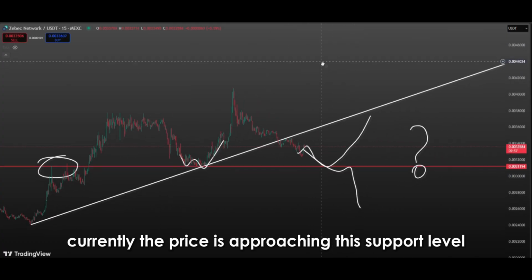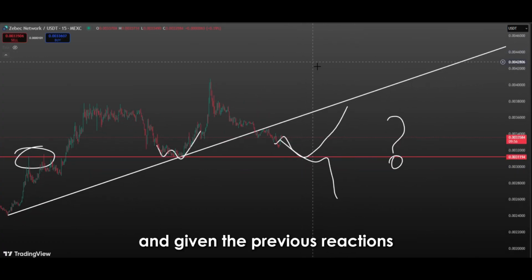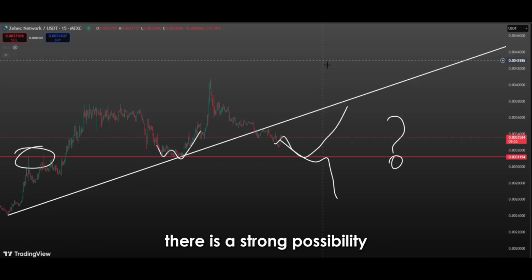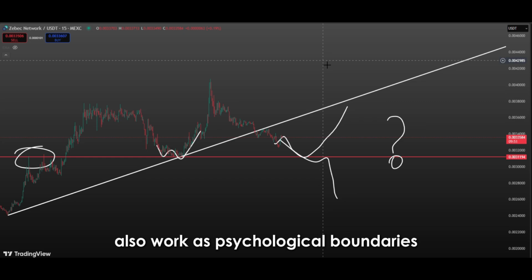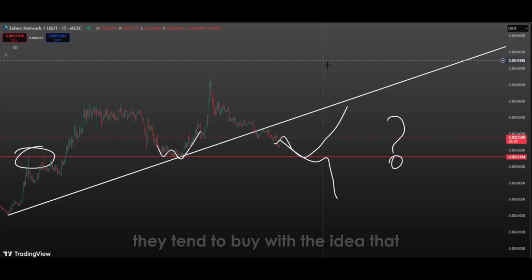Currently, the price is approaching this support level, and given the previous reactions, there is a strong possibility that an upward reaction will occur again once it touches this point. Support zones often also work as psychological boundaries. When traders reach these areas, they tend to buy with the idea that enough is enough.